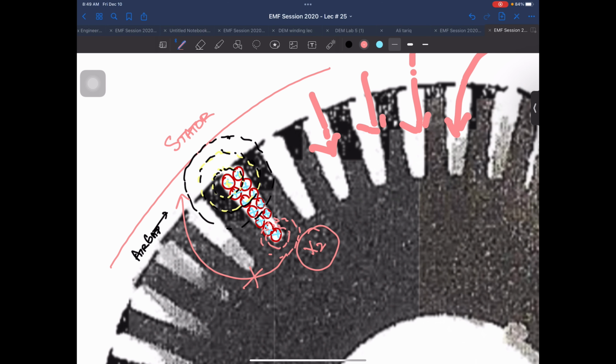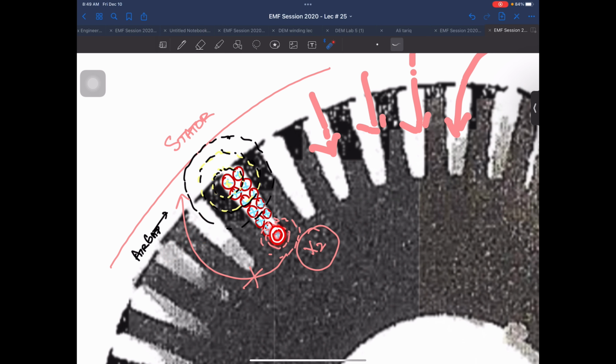Please listen carefully. The flux which is being produced by maybe 3 layers of the conductor, shown by these black and yellow lines, reaches the air gap and interacts with the air gap flux. It is going to produce that force F, which is actually the induction motor torque being produced because of that force.